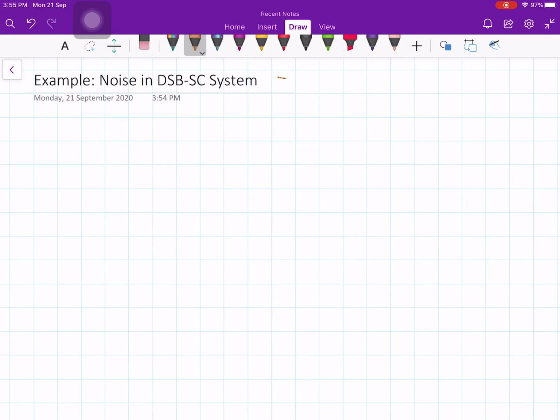Let me take a very simple example and calculate the signal to noise ratio in a DSB-SC system. Let us say you have a message m of t which has uniform power spectral density. This is the assumption that we are making now. Power spectral density is uniform.